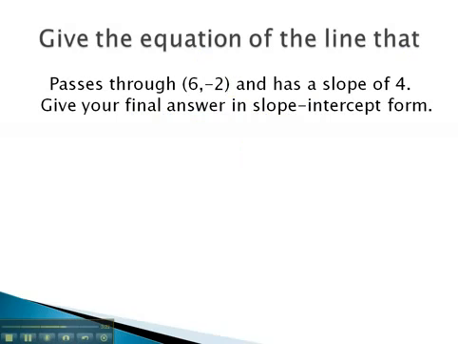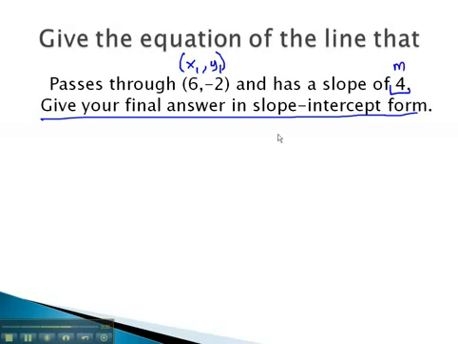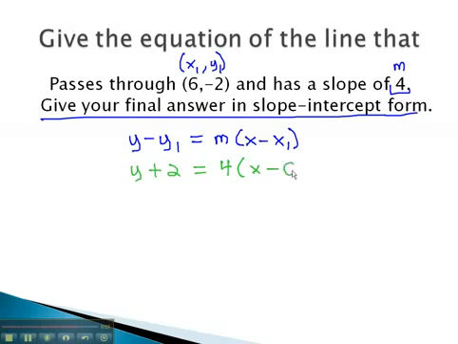Let's consider a similar example, but this time tacking on the directions to give the final answer in slope-intercept form. We will start much the same way, with x1, y1 as the point given to us, and the slope we know is m. When we have a random point and a slope, we use y minus y1 equals m times x minus x1. Plugging in these key values, we get y minus y1, which is -2. Subtracting a negative is like adding +2, equals m, our slope is 4, times x minus x1, which we found was 6.